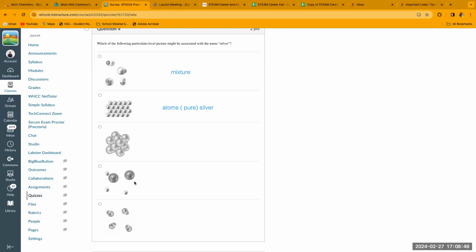It's not a solid. That's true, because they're separated. So that would be one reason. The other reason would be they're different shapes or different sizes. That's right. And what about the last one? Why wouldn't that be silver?